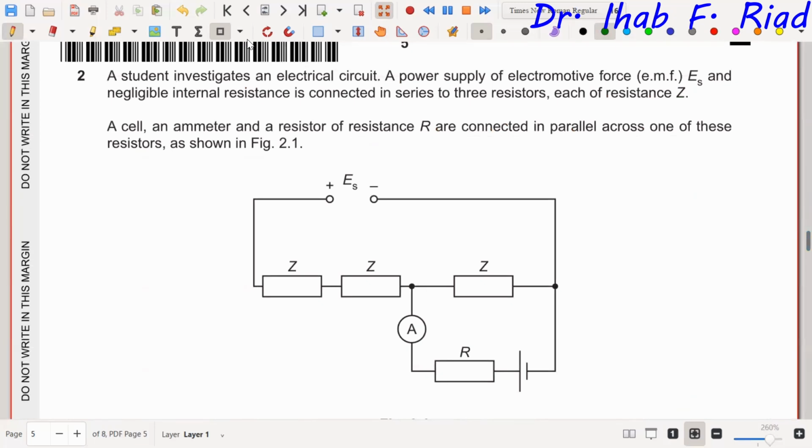A student investigates an electrical circuit. A power supply of electromotive force E and negligible internal resistance is connected in series to 3 resistors, each of resistance Z. Do you know what the units of electromotive force are? Volts. So if we have a battery, we call the voltage across the battery electromotive force. Okay?